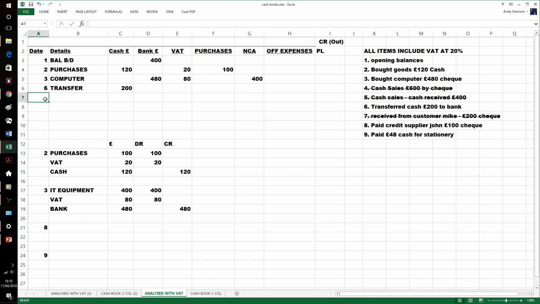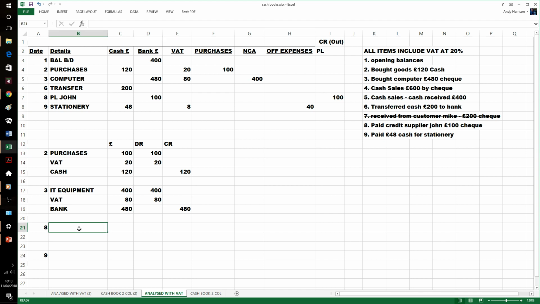And then we've got our credit supplier to pay, so our purchase ledger, John, it was a cheque. No VAT analysis because the VAT was analysed when we bought the goods in the purchase daybook. But our stationery, we've just paid it for £48 cash, so splits up office expenses, the obvious one.